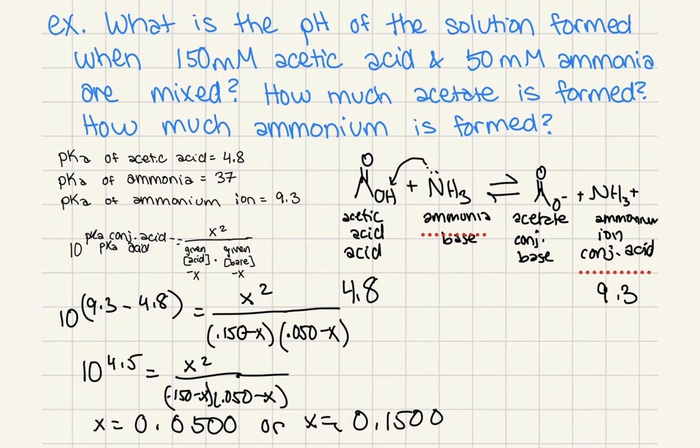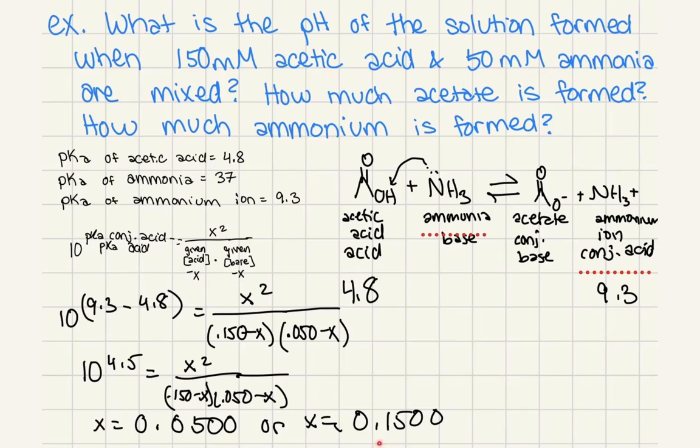It's not as easy as before because one of these isn't negative, but we can still figure out which one is correct by thinking about what is our limiting reagent. What do we have more of? Do we have more of the acetic acid or more of the ammonia? We have more of the acetic acid. So our limiting reagent is going to be the ammonia. And we start with 50 millimolars, which is 0.05 molar.